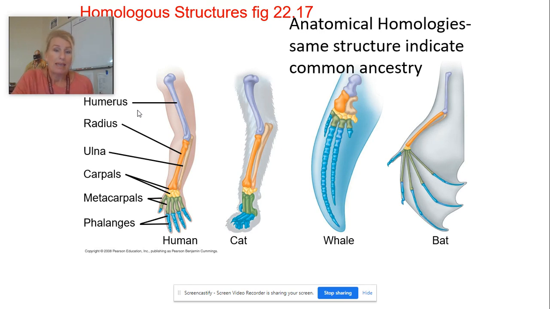Does this diagram say that humans evolved from bats? It totally doesn't. What it says is that humans, cats, whales, and bats all share these same bones, and that it suggests a common ancestry.